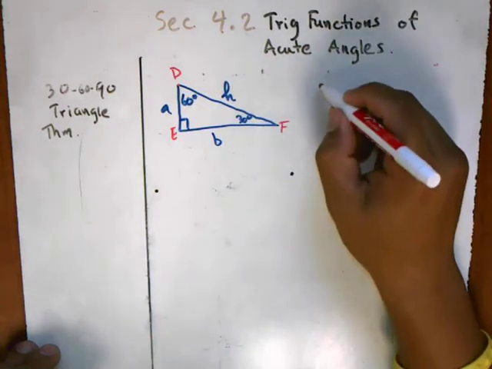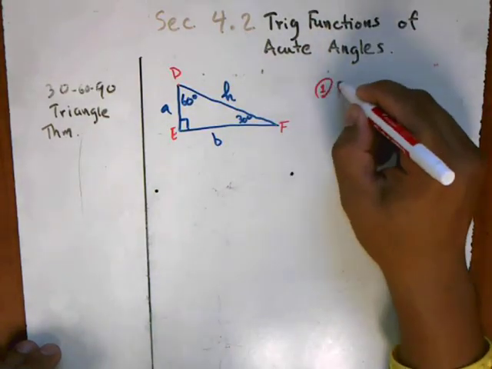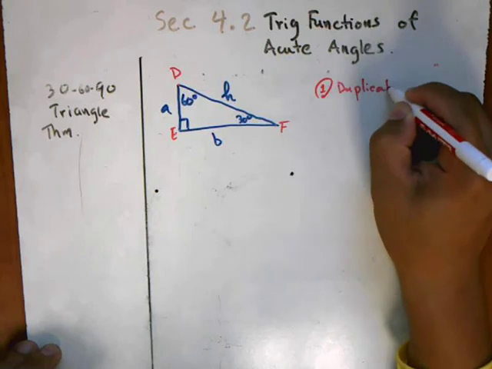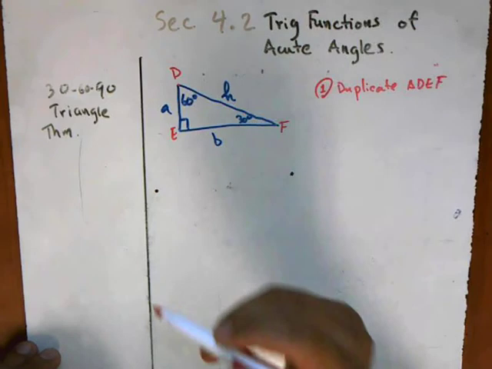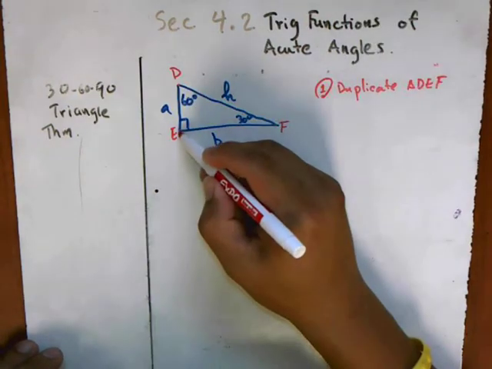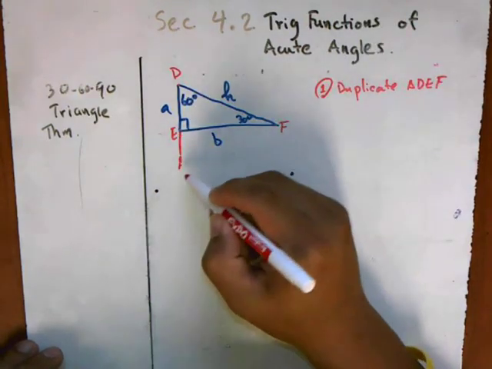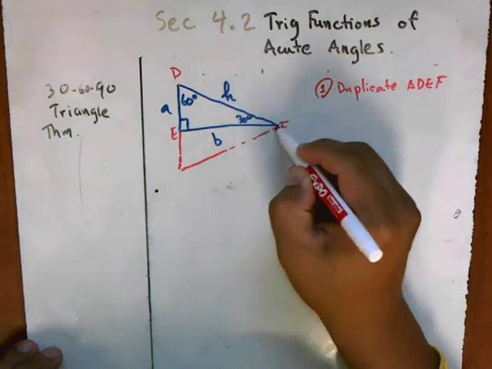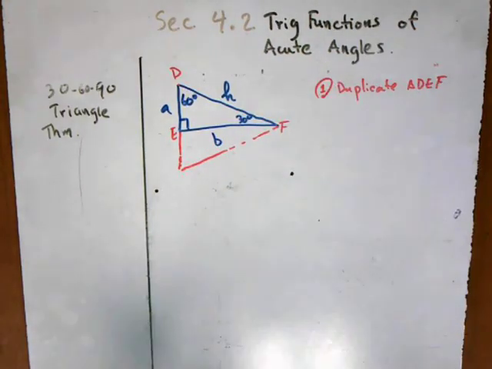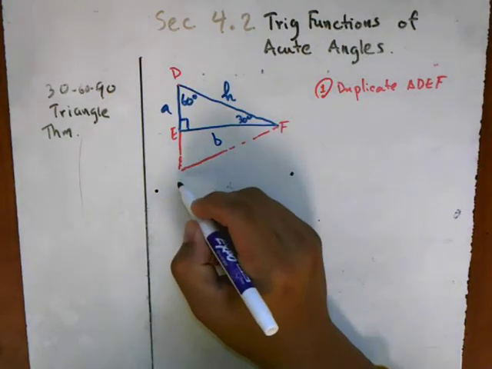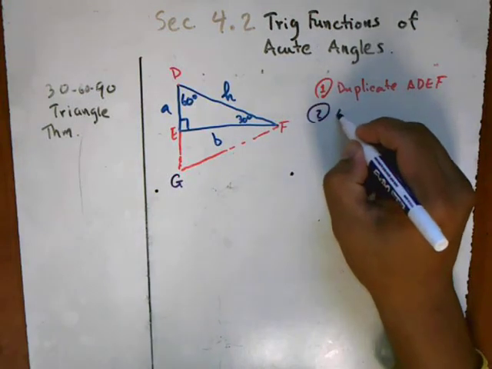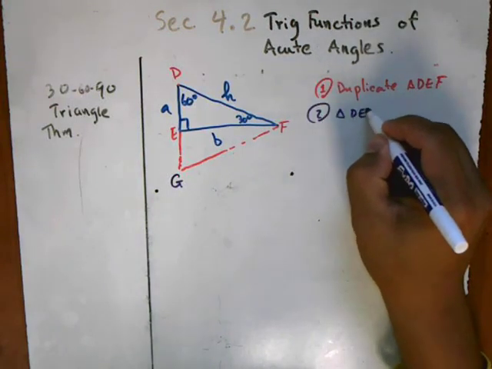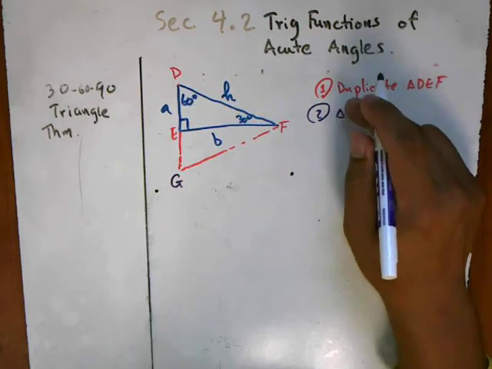Okay. So the first thing I'm going to do is to duplicate triangle DEF, and duplicate here really just means taking this and I'm going to extend this out a little bit, and I'm going to construct this line here, okay? And I'm going to call this new point here G. Okay? So now I have a new triangle, triangle GEF.